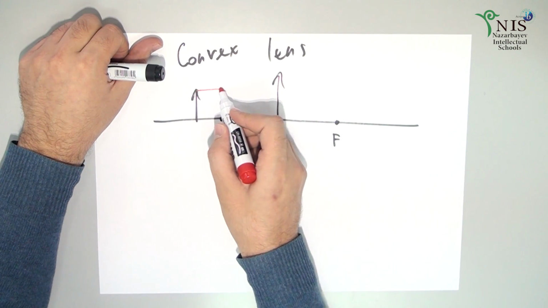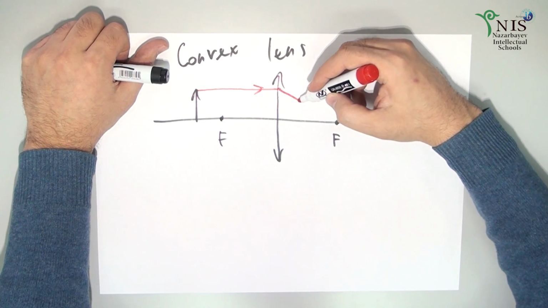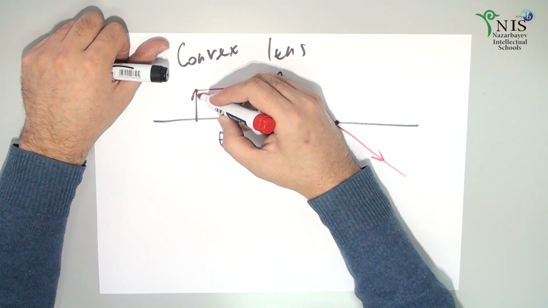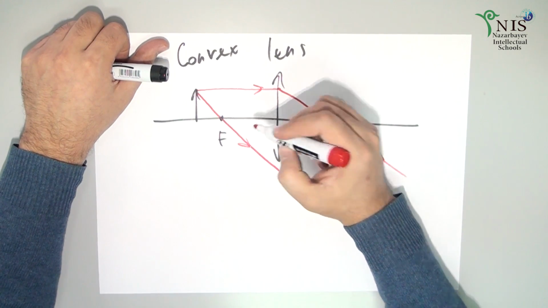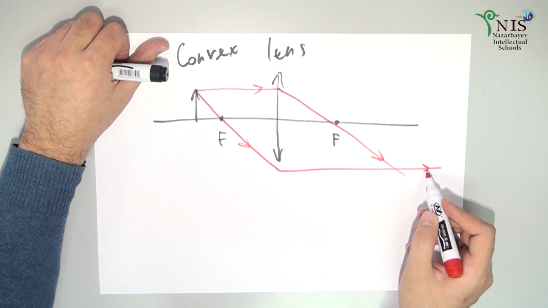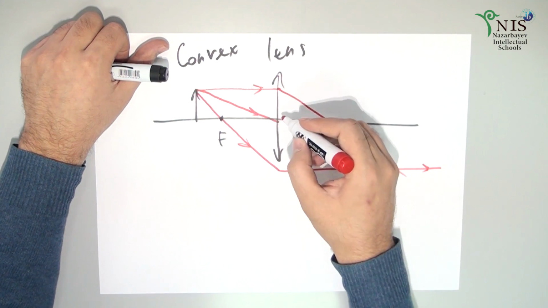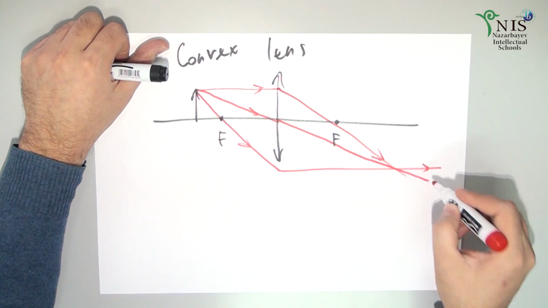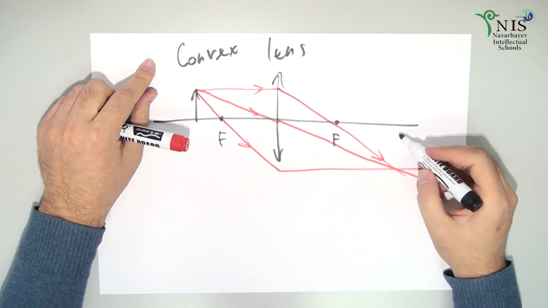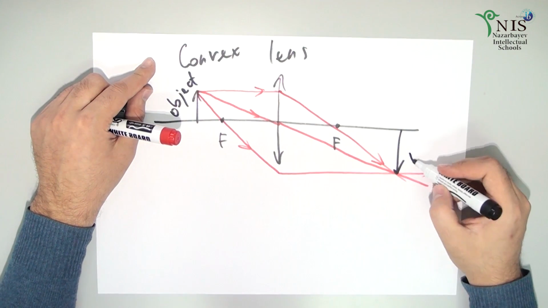The first ray goes parallel to the principal axis, and after reaching the lens, it goes through the focal point. The second ray goes through the focal point. After reaching the lens, it goes parallel to the principal axis. And the last ray goes through the center of the lens, and it doesn't bend. And at the point of intersection, we have the image. This is our object, and this is our image.